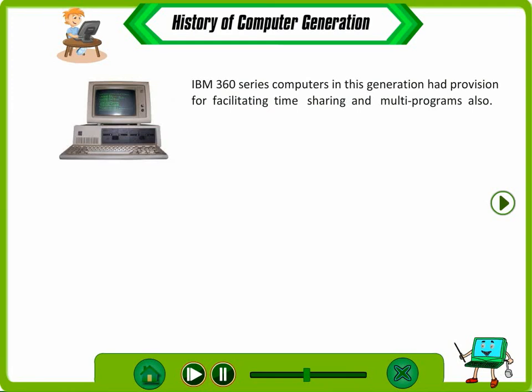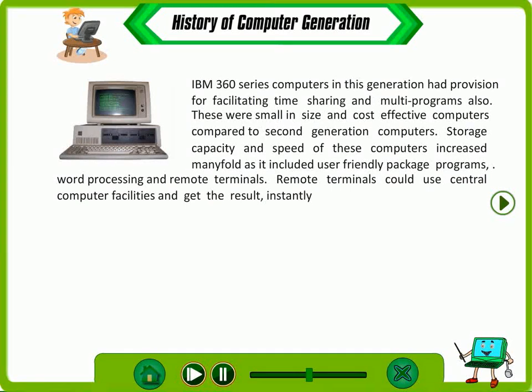IBM 360 series computers in this generation had provision for facilitating time sharing and multi-programming also. These were small in size and cost-effective compared to second-generation computers. Storage capacity and speed of these computers increased many-fold as it included user-friendly package programs, word processing, and remote terminals. Remote terminals could use central computer facilities and get the result instantly.